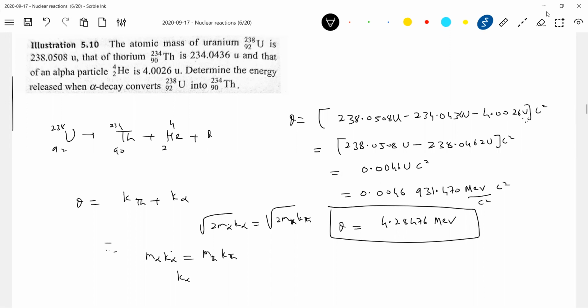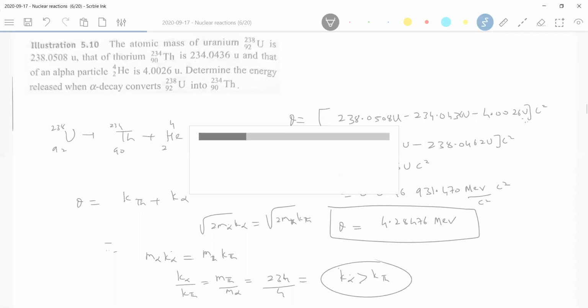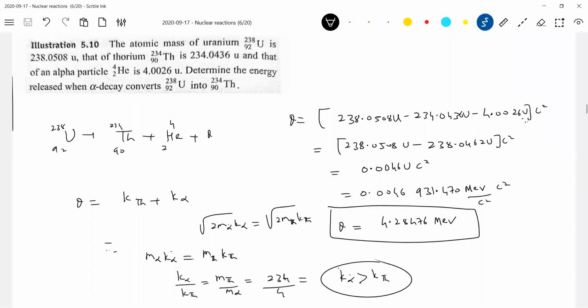See this now. K alpha by K thorium equals m thorium by m alpha. So this will be 234 approximately by 4. So which will be greater? So who will carry more energy? Alpha particle will carry more energy. Fine. Just small basics, nothing to do with nuclear physics, nothing to do with radioactivity. Nothing to do with that one. Just some logic. So this once radioactivity, so nothing to do with that one. Only.